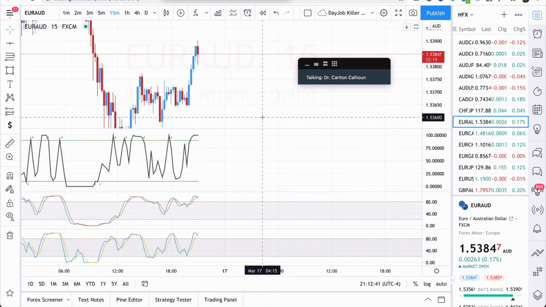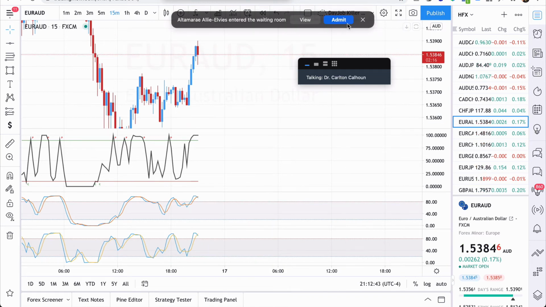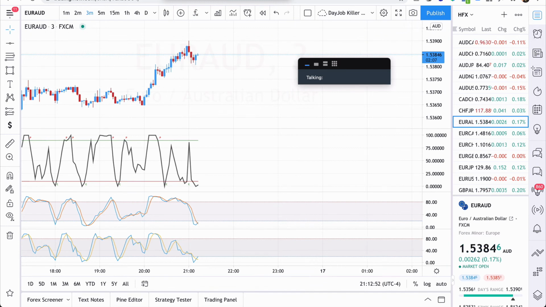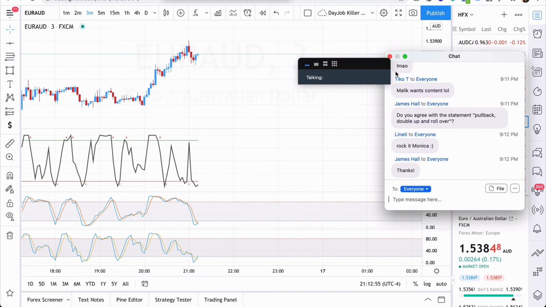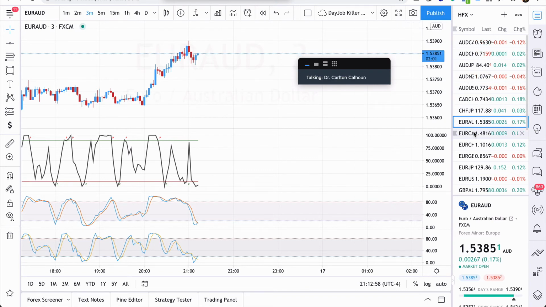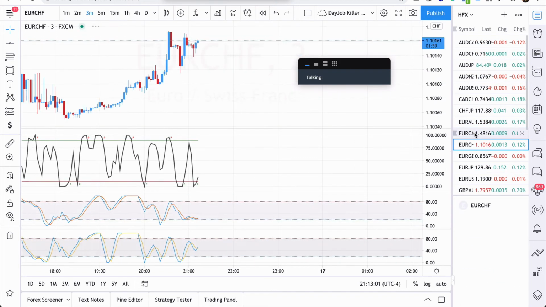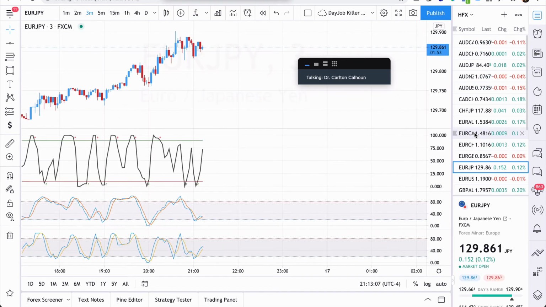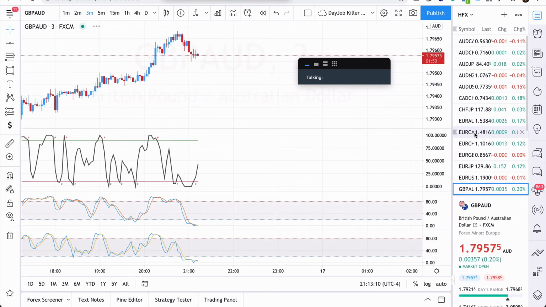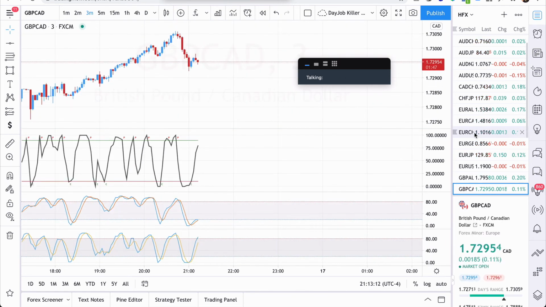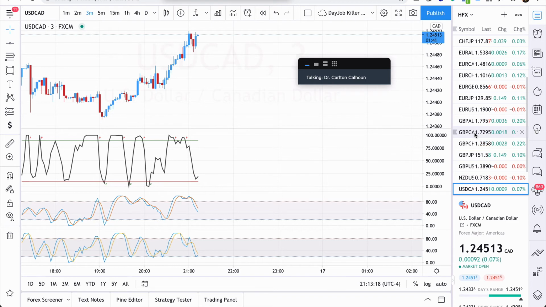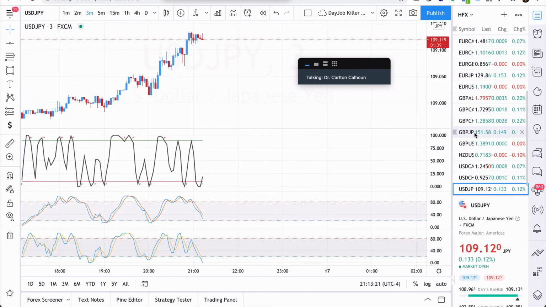Let me see the 15. Something like that. See how it's playing around? Euro Chef, you got it, but that wasn't the perfect setup. No need to force anything. Don't be in a rush to give your money away.